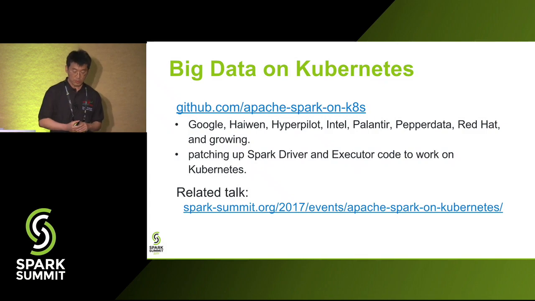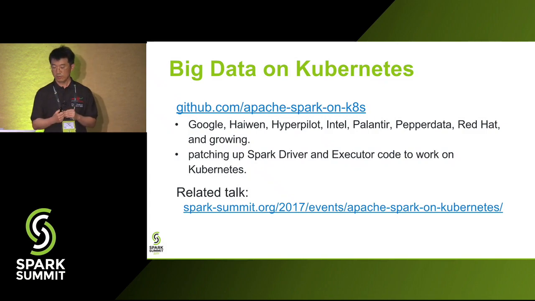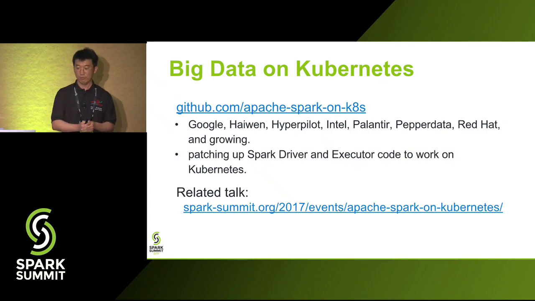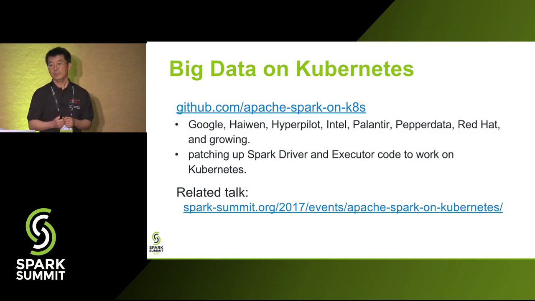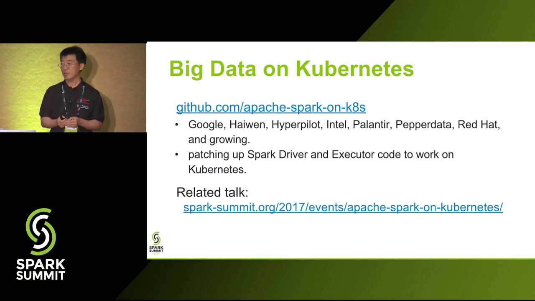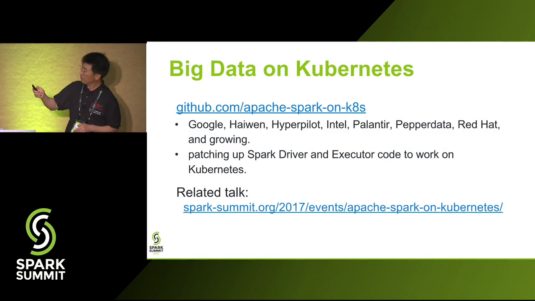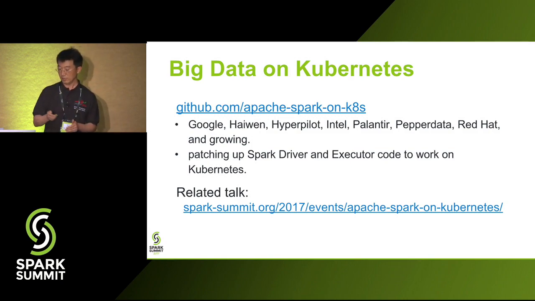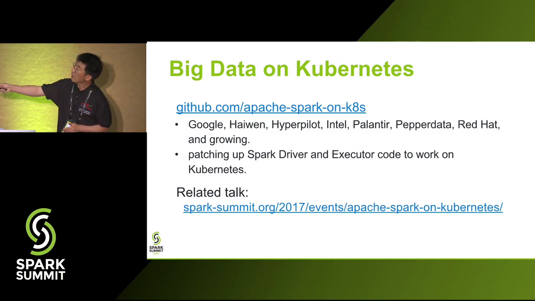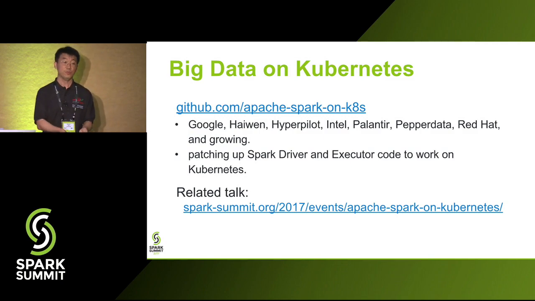Okay, so some of us at Pepper Data looked at Kubernetes and thought, wow, it would be really great if we can run big data applications like Spark also on Kubernetes. Then we found that we are not alone. Engineers from other companies were thinking about the same thing, and they have started this GitHub project, Apache Spark on K8s already. So we joined the project and combined our efforts.